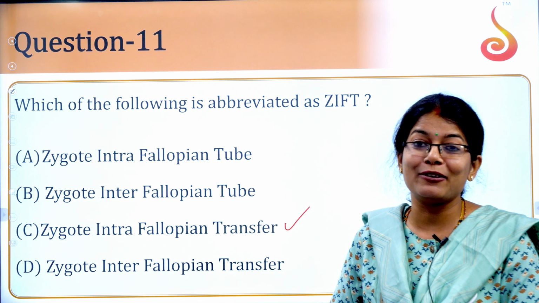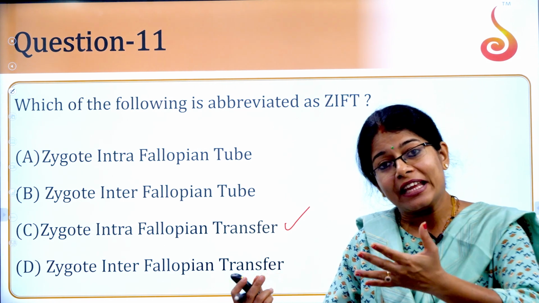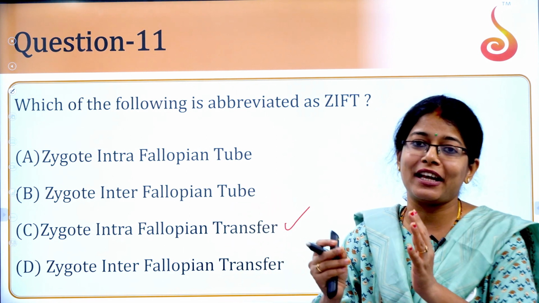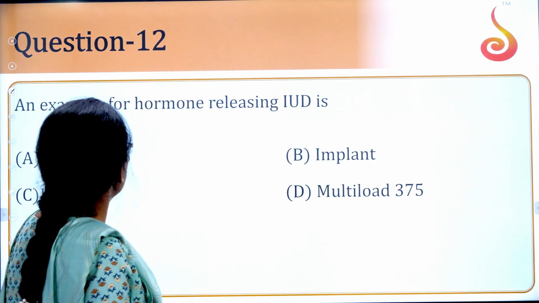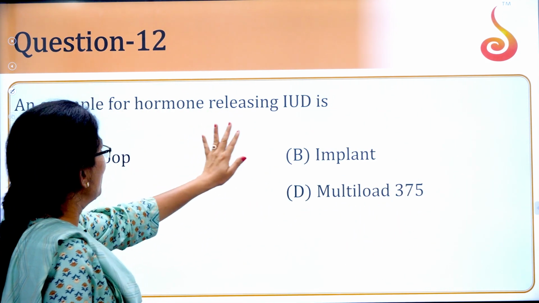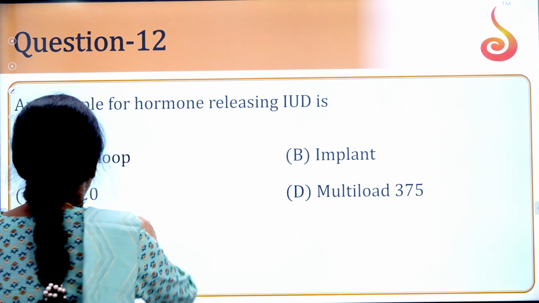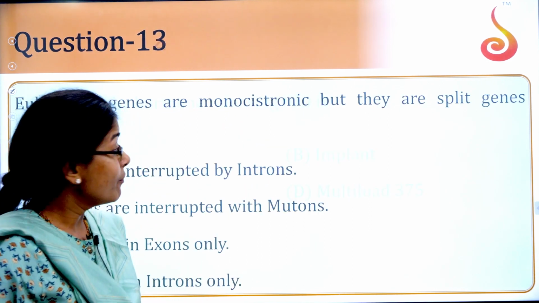Very simple question this, and if you compare it with the NEET paper, this question is very short, so your time is not wasted in reading the question. Okay, go to the next one now. An example of hormone releasing IUD is LNG20.